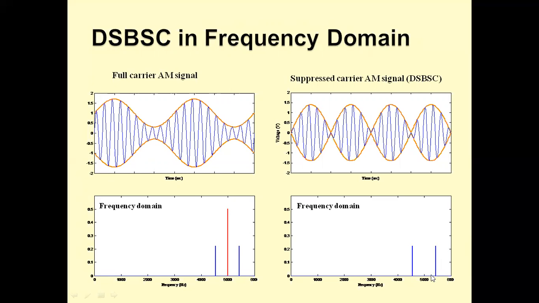And if you see the frequency spectrum of the DSBSC, the carrier is suppressed. There is no carrier. We have upper sideband and the lower sideband. This is the spectrum of the AM wave, which has carrier signal, upper sideband and lower sideband. When you suppress the carrier, we will be getting only two sidebands in the DSBSC modulated scheme.